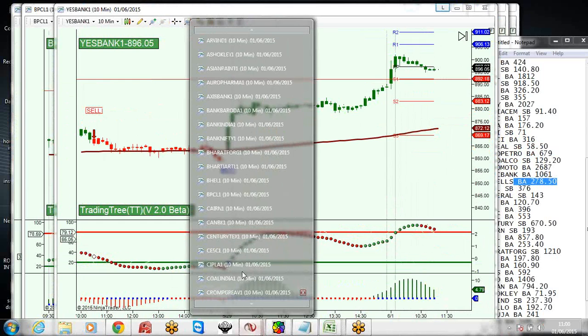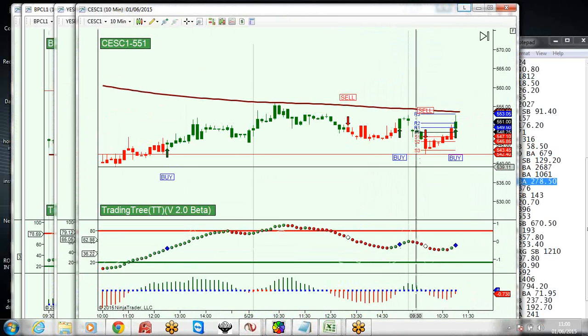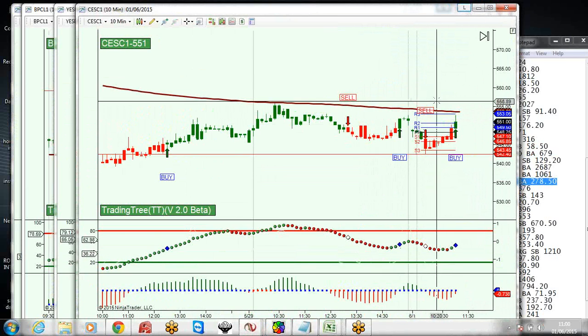that sell call did not get triggered. So this sell has not triggered. Now you can buy at this price, 556. You can buy CSE.